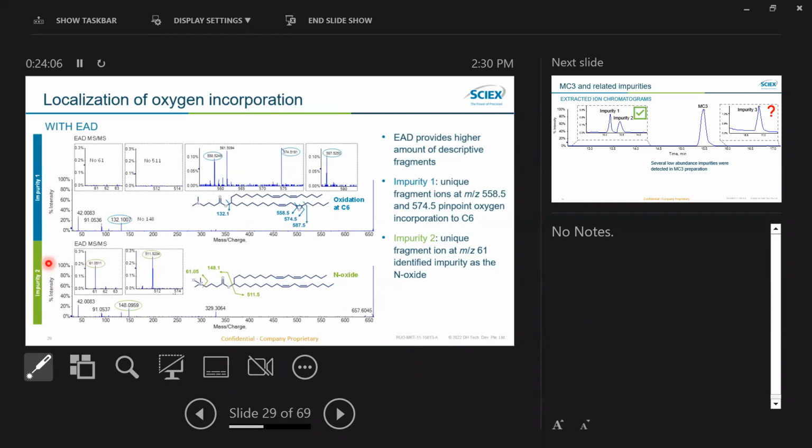Conversely, with impurity 2 down here, instead of this 132 peak, we now saw this 148 peak, so plus 16, and that indicated that oxygen incorporation was somewhere within the head group. And then we also observed the 61 peak here, and the 61 peak could only be explained if oxygen was being incorporated within the tertiary amine. So from this information, we drew the N-oxide structure for this oxidative impurity.